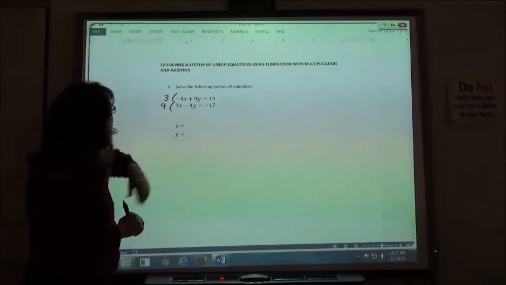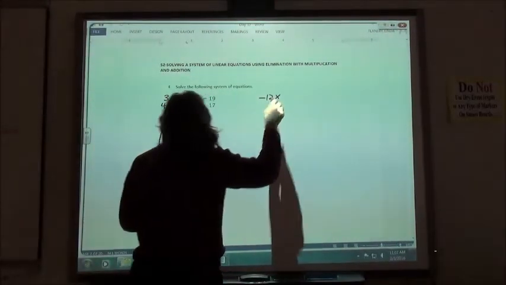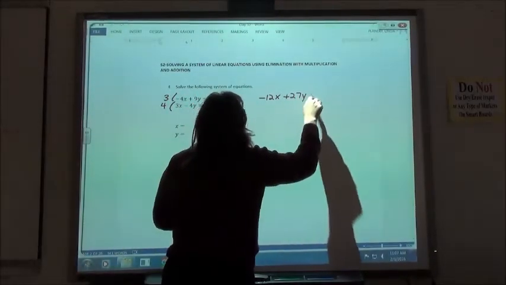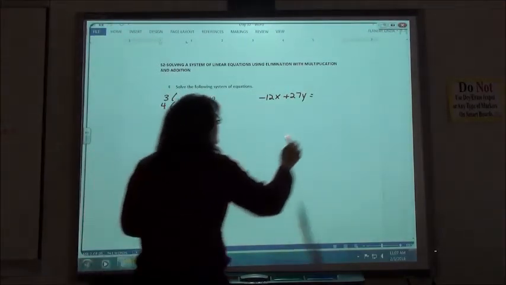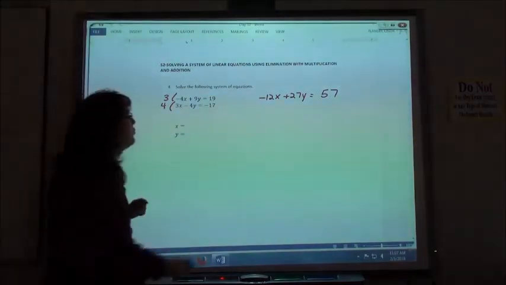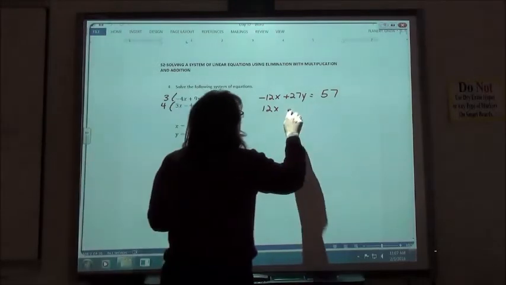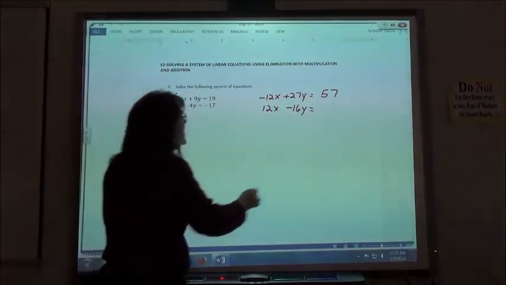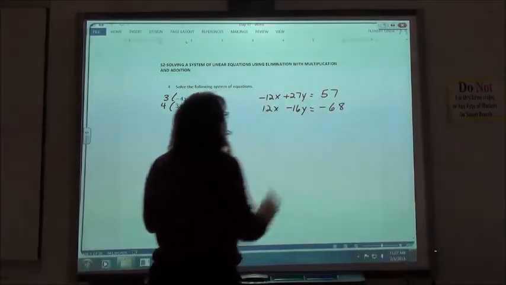So multiplying this out, 3 times negative 4x would be negative 12x. 3 times 9y would be positive 27y. 3 times 19, let's see, that'd be 27, so 57. On the bottom, 4 times 3x is 12x. 4 times negative 4y is negative 16y. 4 times a negative 17 is going to be negative. 4 times 17 is 68, so I get negative 68 there.